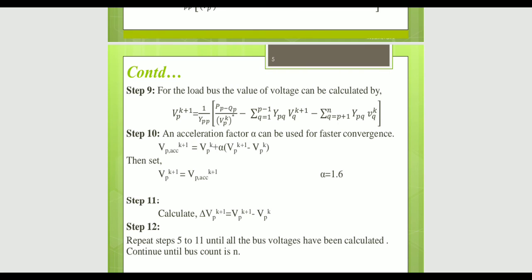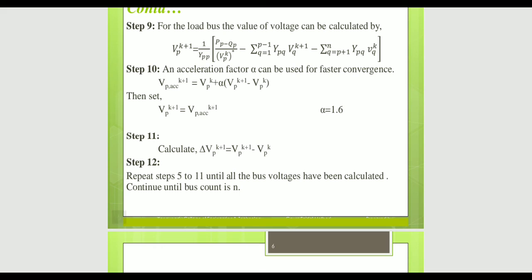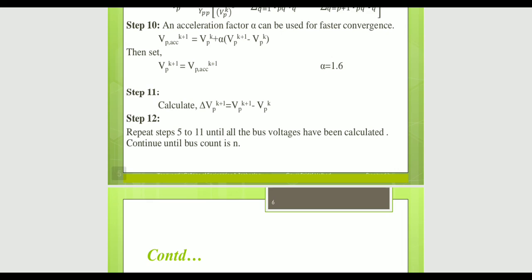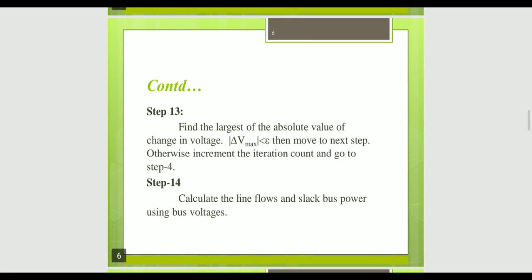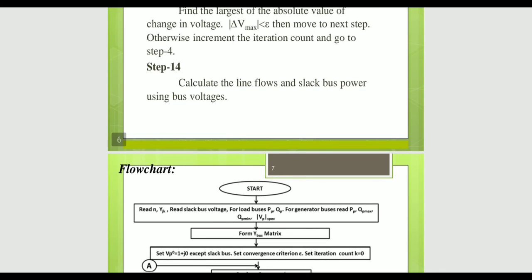In the step 10, you are going to calculate the acceleration factor, which can be used for the faster convergence of this method. In the step 11, you are going to repeat this, and you need to repeat the steps 5 to 11 until bus voltages are calculated. These are steps 13 and 14, and you need to perform the iterations from 5 to 6 or 6 to 7 or 13 to 14 until you get the solution for a given load flow equations by using this method.